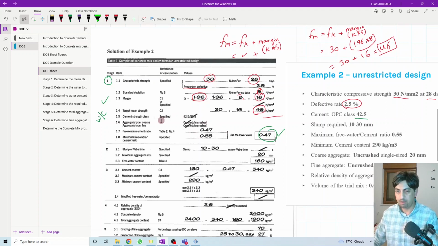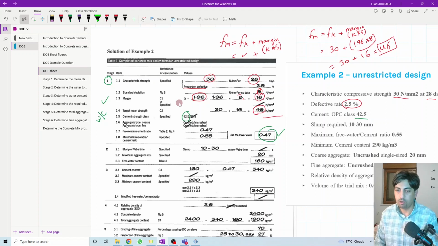We'll go step by step. We already stopped here. We'll continue. Section 1.5, the cement strength class. As we mentioned before, we have two classes of Portland cement. It can be either 42.5 or 52.5. The one we are using, as mentioned in the question, is Portland cement class 42.5. So we are selecting 42.5, not 52.5.